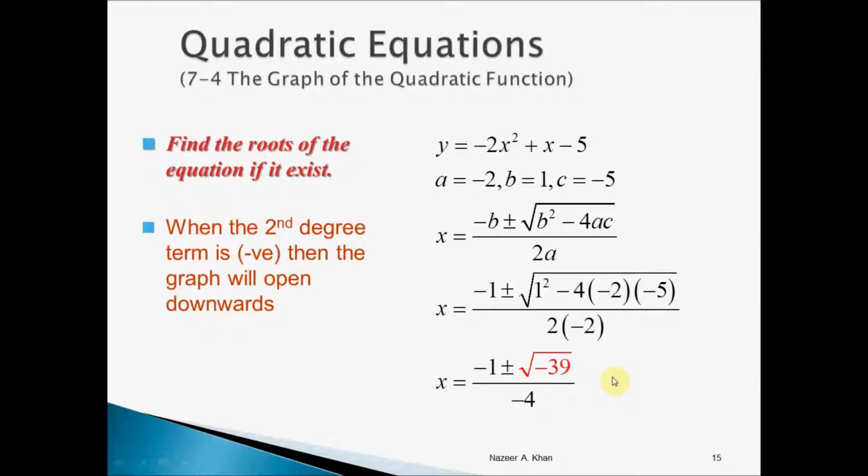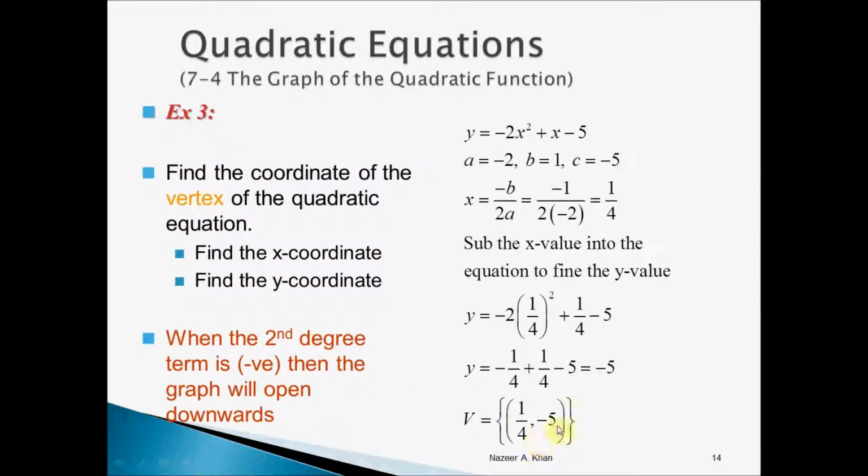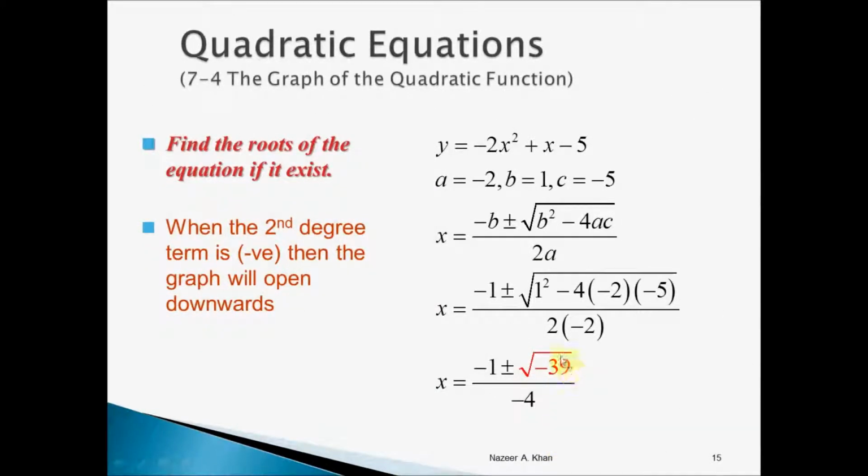Now we could have probably told that from, let me go back here, from the coordinate of the vertex. The vertex has a y value, the coordinate of minus 5, and this equation is saying it's opening downwards. So if you go to minus 5 and open downwards, you're not going to cross the x-axis. So it's trying to tell you here, hey, this is not going to have any real roots. It's going to have erroneous roots. It doesn't have any roots.